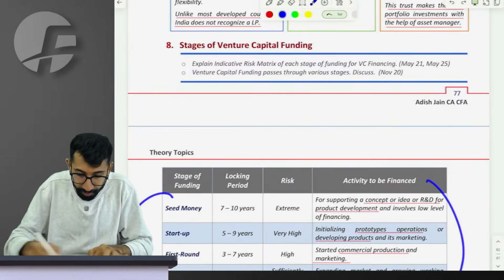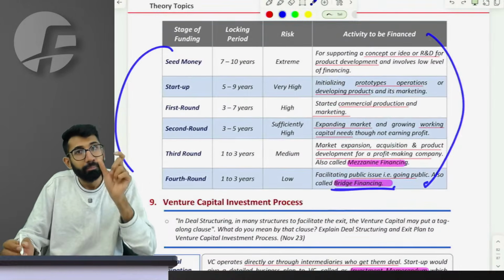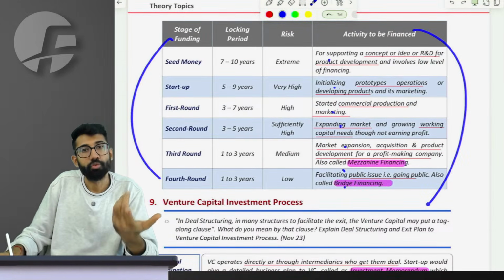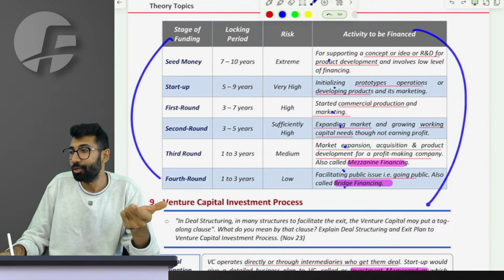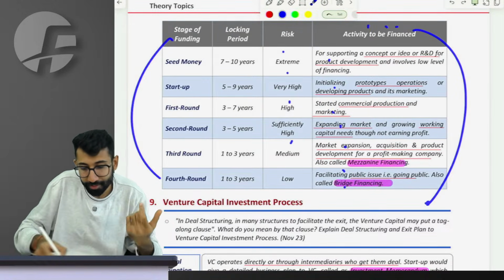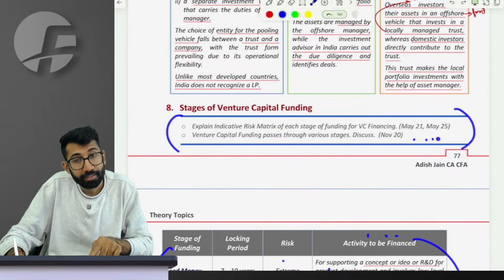The institute may not specifically ask the stages of venture capital financing. It may pick a particular line from any of this and then ask what are the other rounds. So that way you should be able to connect that, okay, I have to specify the rounds with the activity to be financed, with the risk level or whatever. The questions previously asked on this have been this, right?